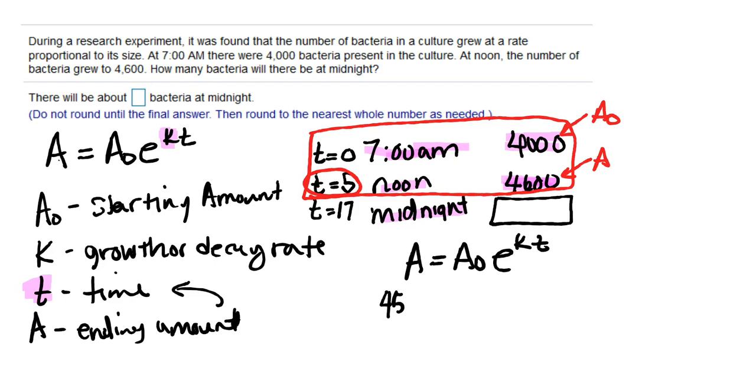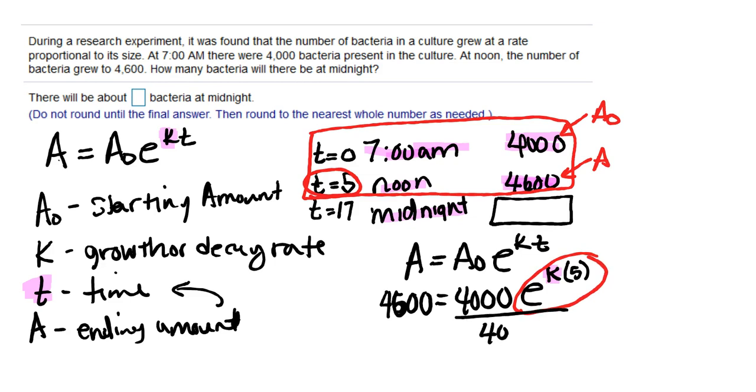I grew to 4,600. I started at 4,000. I don't know the growth rate, but after 5 hours, I grew from that 4,000 to 4,600. So now I'll be able to solve this exponential equation for k. First, I'm going to isolate that exponential. I isolate it by dividing both sides by 4,000.